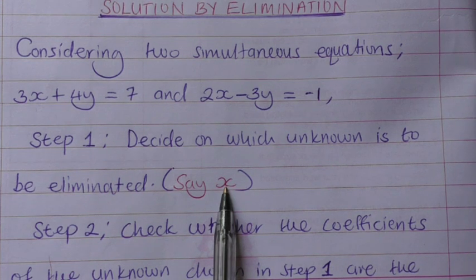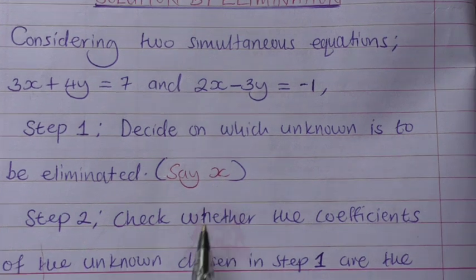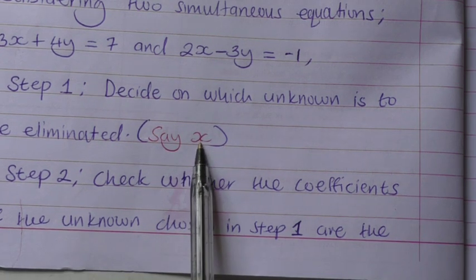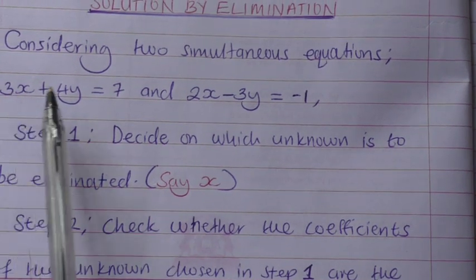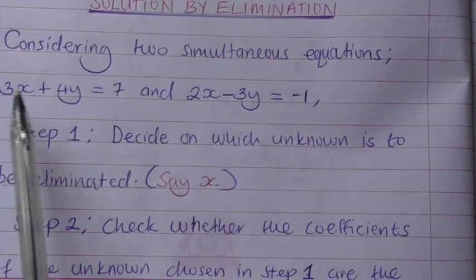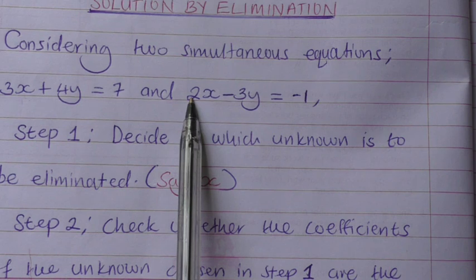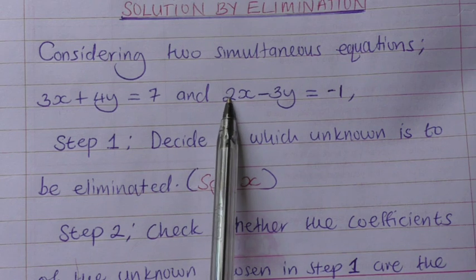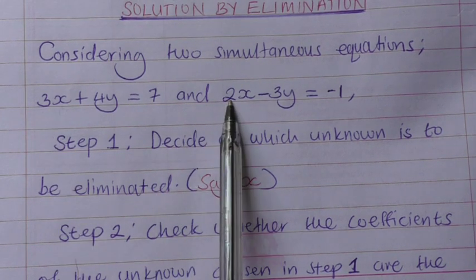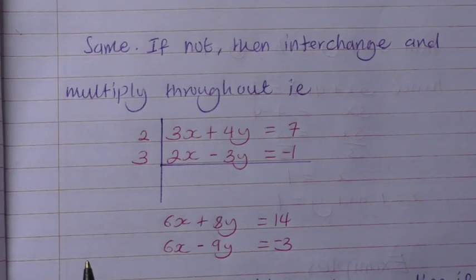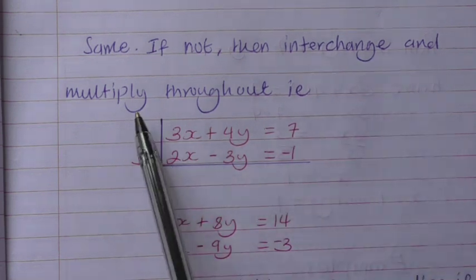After deciding or choosing which one to eliminate, you go to step 2, where you check the coefficients of the unknown you want to eliminate. We want to eliminate x. So we check the coefficients in both equations and see if they are the same. If not, then we must make them appear the same by simply interchanging the coefficients and multiplying through. This is what we mean. If they are not the same, then we interchange and multiply throughout.